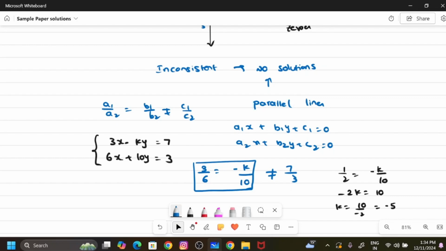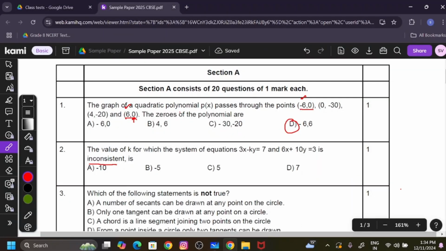A1 by A2 is equal to B1 by B2, which is not equal to C1 by C2. So you just equate all the coefficients and get the value of K. So K is equal to minus 5. Our answer is B. K is equal to minus 5. Go to the next one.